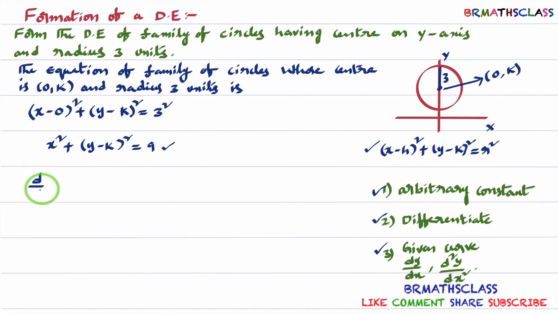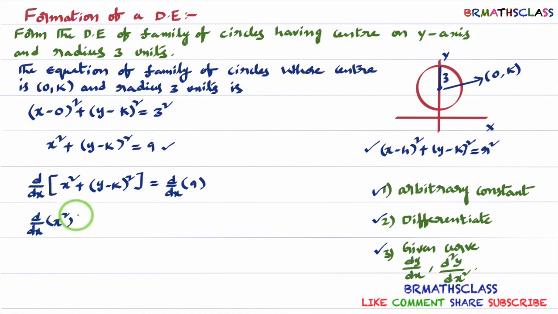You differentiate this with respect to x on both sides. d/dx of x² + (y − k)² equals d/dx of 9. The derivative of this expression is d/dx of x² plus d/dx of (y − k)², equal to 9 being constant. We know that the derivative of a constant is 0. We learned in the differentiation chapter that the derivative of x² with respect to x is 2x, plus the derivative of (y − k)².